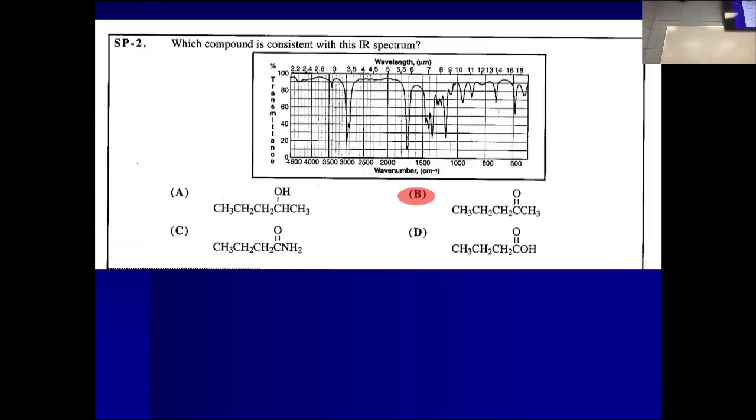What would the peak of an NH look like? It depends on the type of NH. If it's a single NH, it appears as a single peak. If it's an NH2, it actually has two peaks. We're not going to get into why. There's symmetrical stretching and asymmetrical stretching, but anyway, yeah.